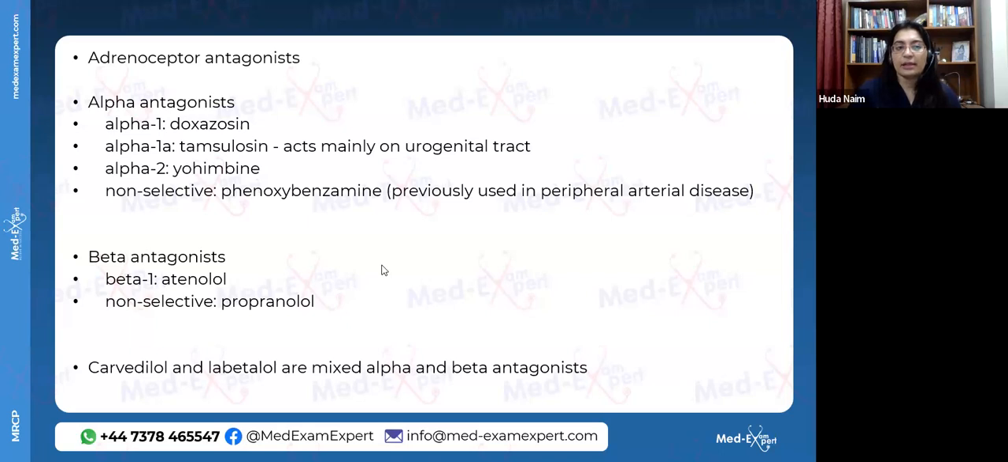Okay. And the beta antagonists, the beta 1 is atenolol, and the non-selective ones are propranolol and carvedilol, and labetalol are mixed alpha and beta. So always remember these adrenoreceptor antagonists. You will always get a question on these few drugs. Okay. So always remember that alpha 1 is doxazosin and alpha 1A is tamsulosin. Okay.